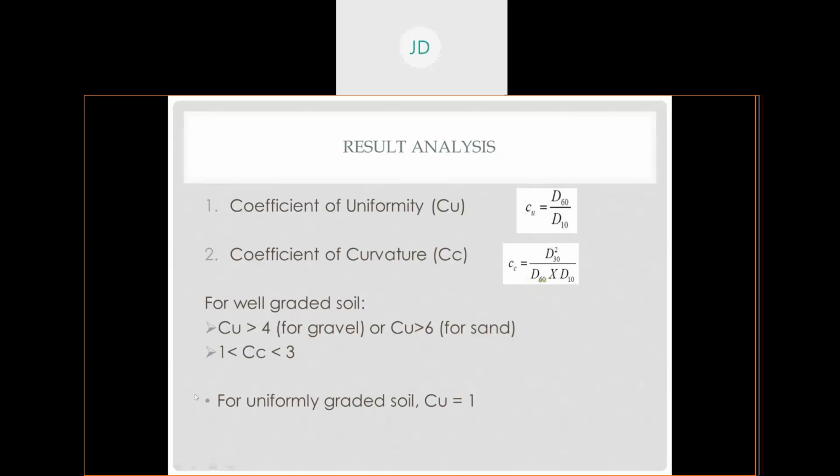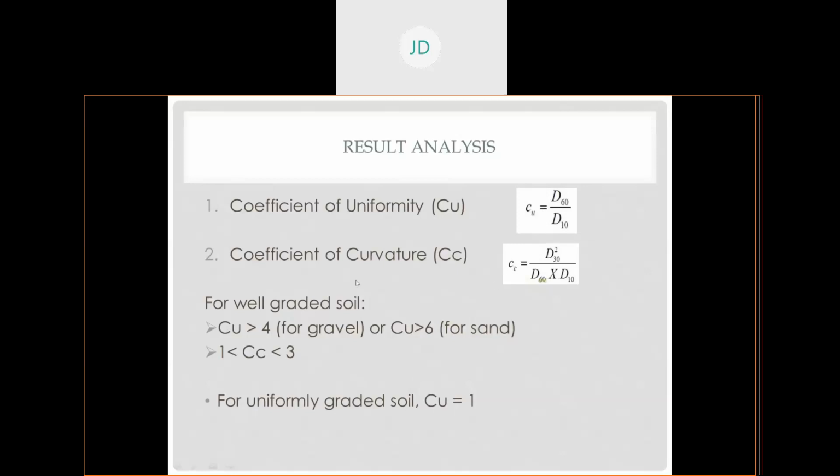You can take this last line as a star mark. For uniformly graded soil, Cu is equal to 1. In some exams it is asked, that's why I have given it here. Why is Cu equal to 1 for uniformly graded soil? Because see, the ratio for Cu is D60 by D10. Now if the soil is uniformly graded, what will happen?